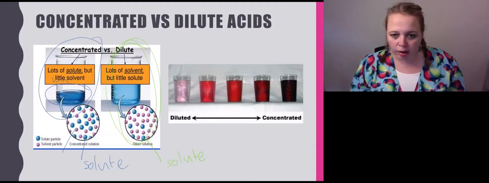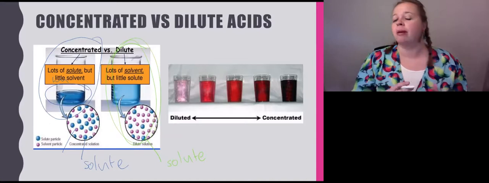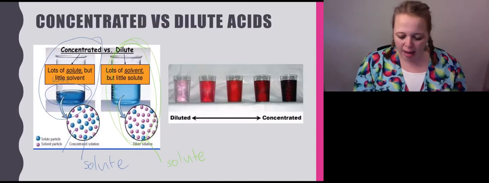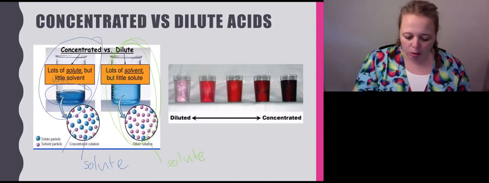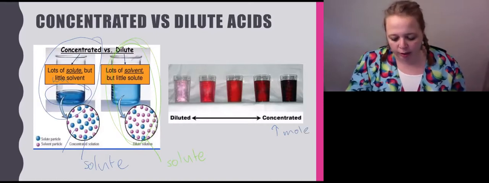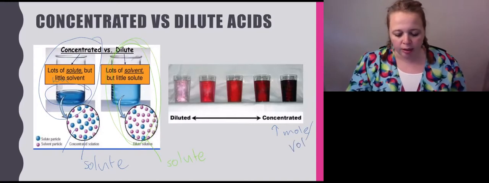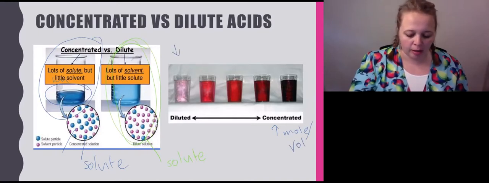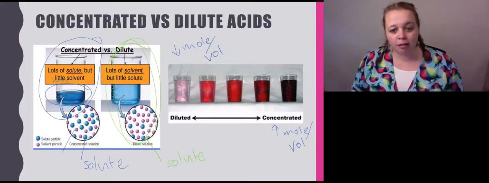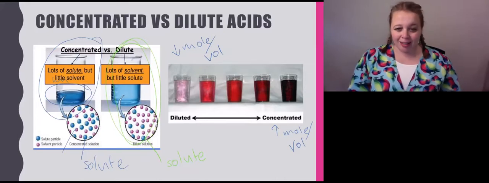So if we're going to talk about how concentrated an acid is, you need to say that it has a high number of moles per volume of solvent, whereas dilute will have a low number of moles per given volume. And that's all we need to know about concentrated versus dilute. The next bit gets a little bit trickier.